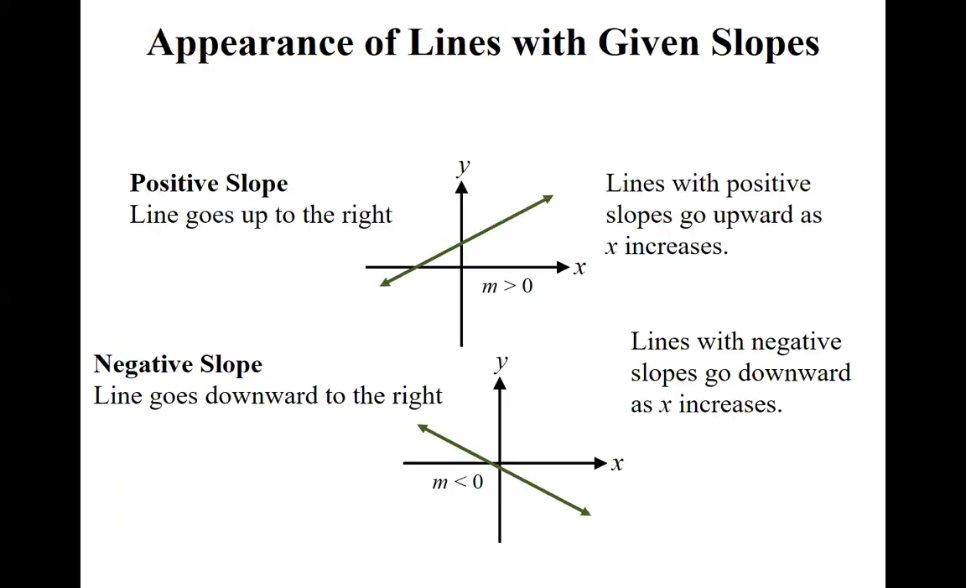So to review, up and down was undefined, flat was 0, increasing, going up from left to right, was positive, and decreasing, going down from left to right, was negative.